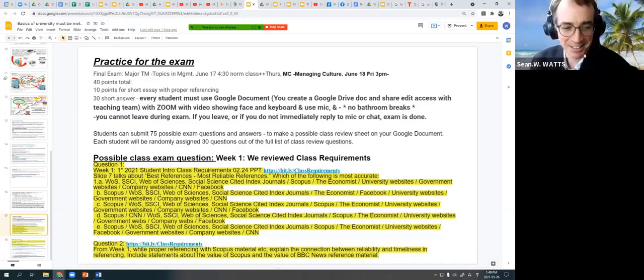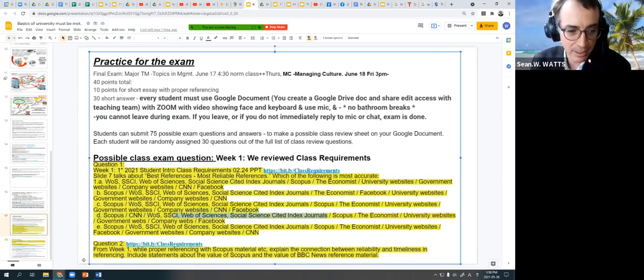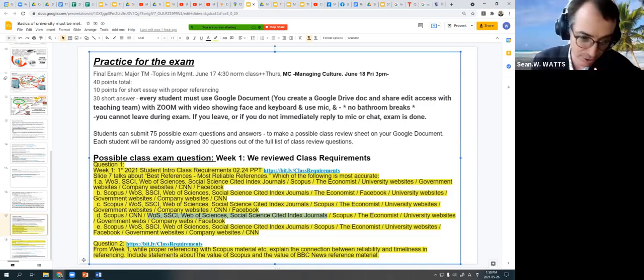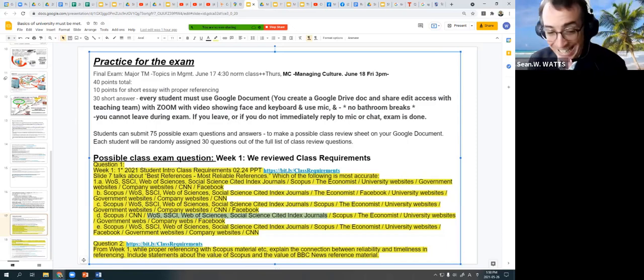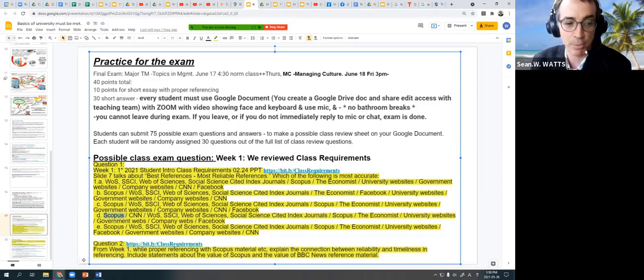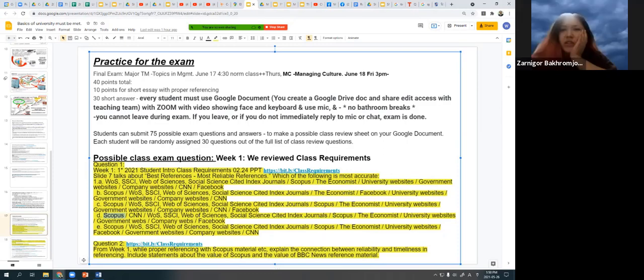Okay. Yeah. Scopus is most reliable, then CNN is the next most reliable, then the Web of Science or SSCI, Social Science Citation Index. All of these are the exact same thing. So you're saying they're not as reliable as CNN. And then a hint here, the exam question has a mistake here. Scopus written here and Scopus written here. You're saying Scopus is the most reliable? Okay. The CNN is most reliable, I guess.